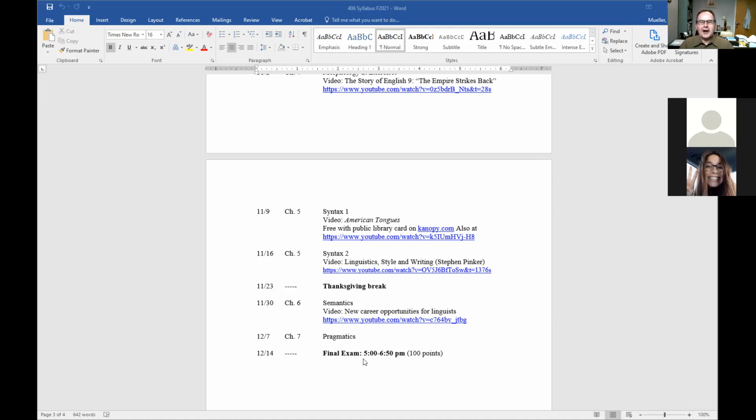And the rationale is basically that, if we start at 5, we can just go a little bit longer than we used to. If we write from 5 until 6:50 p.m., that gives us 1 hour and 50 minutes, which is the normal time that final exams have to give, 1 hour and 50 minutes.